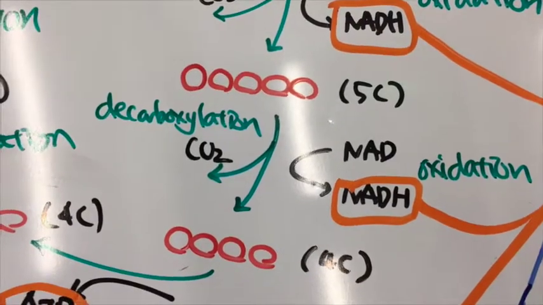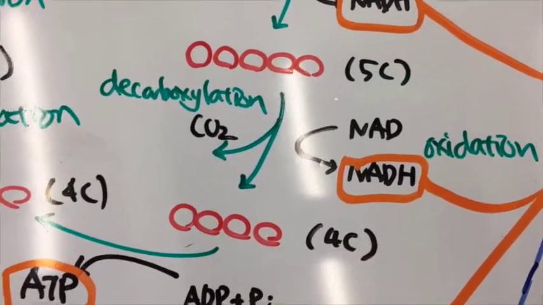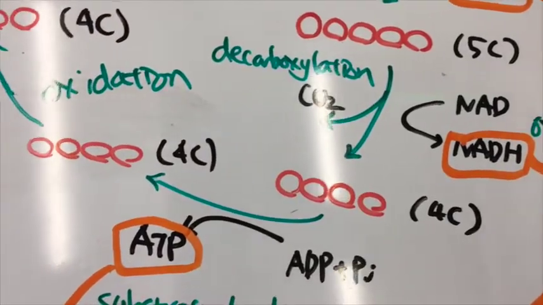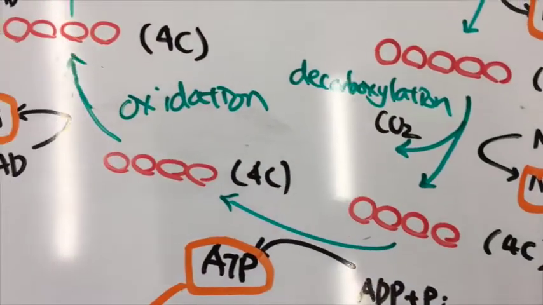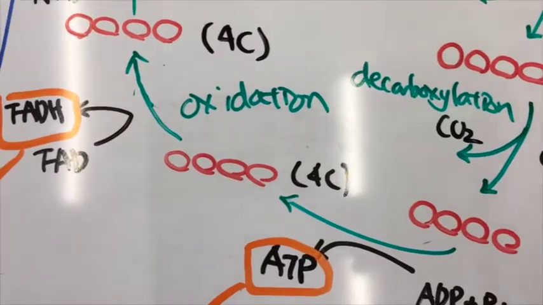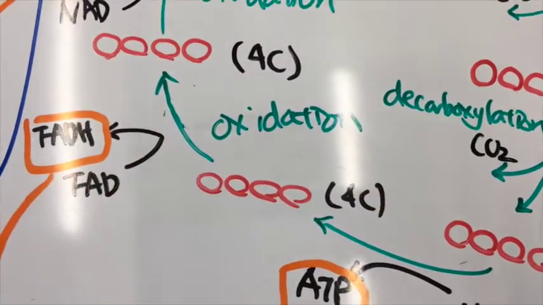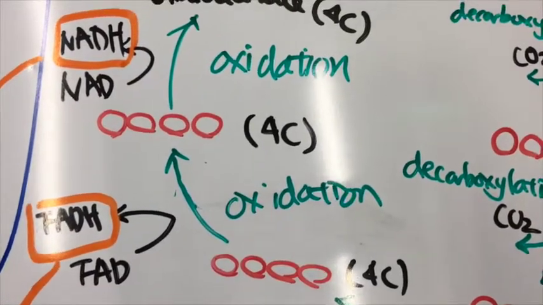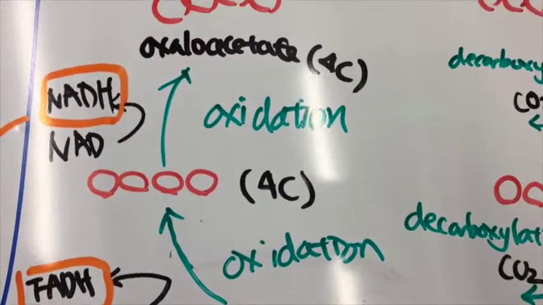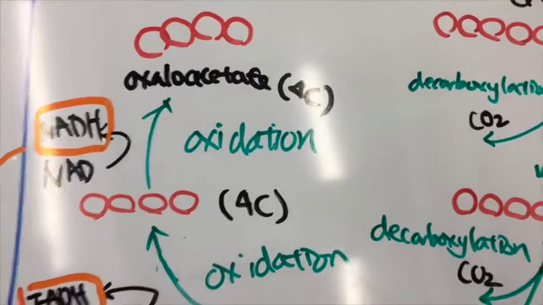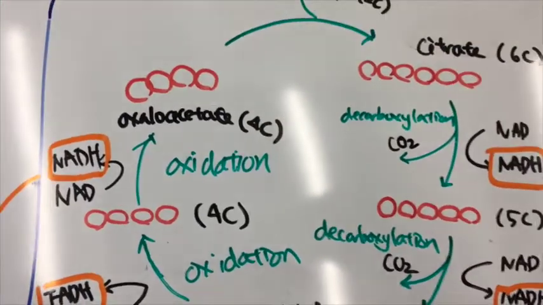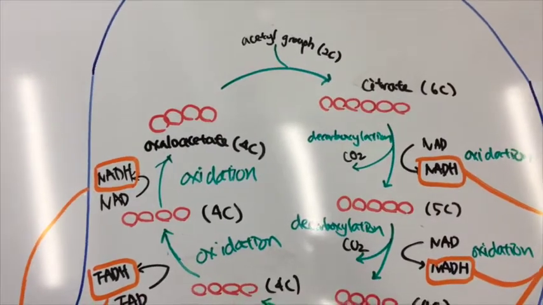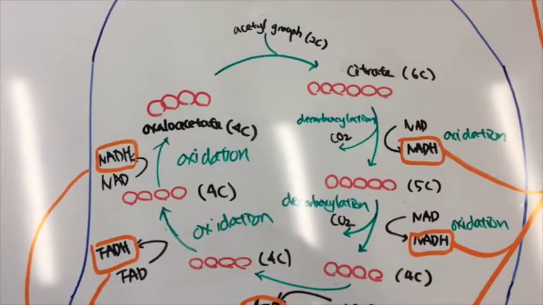With the 4-carbon compound, substrate level phosphorylation happens, which forms ATP. Oxidation has once again happened with the hydrogen carrier FAD to form FADH. Oxidation happens once again with the hydrogen carrier NAD to form NADH, and NADH is carried out. This helps the compound be converted back into oxaloacetate, which is fed back into the Krebs cycle.